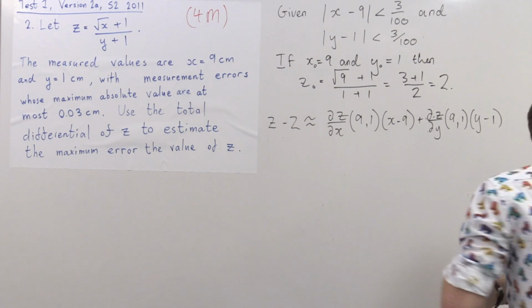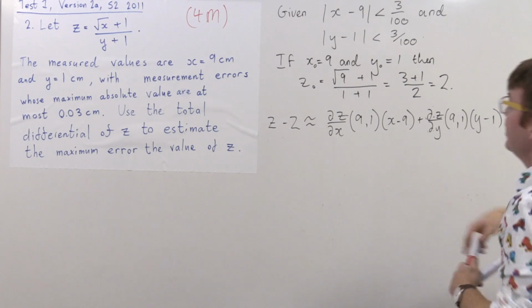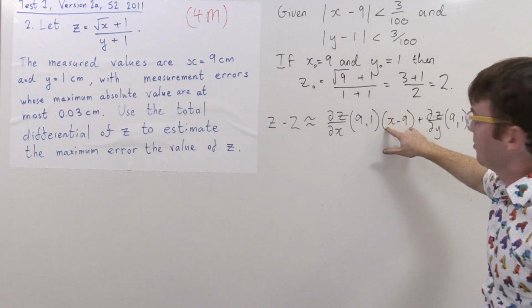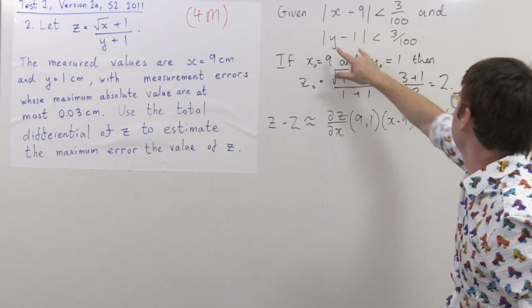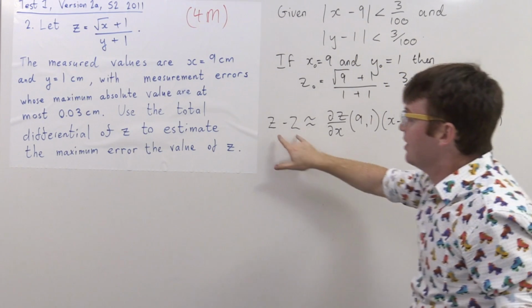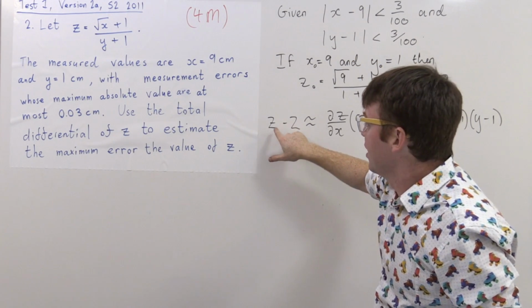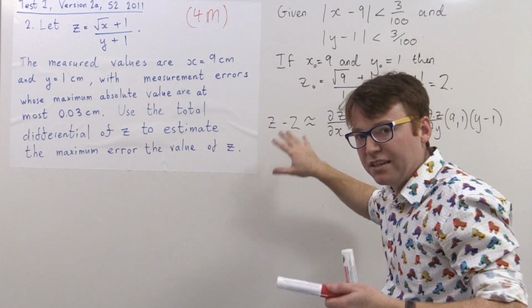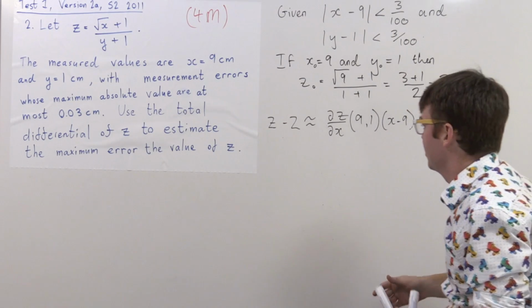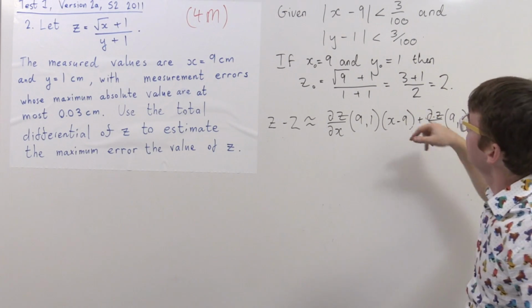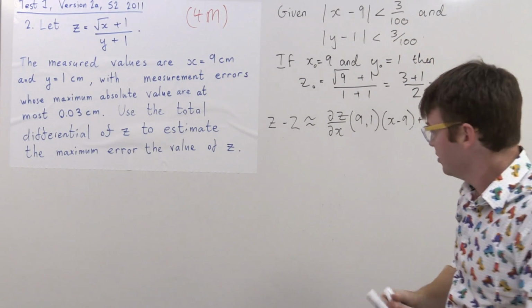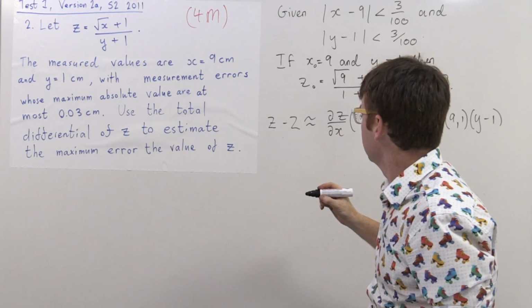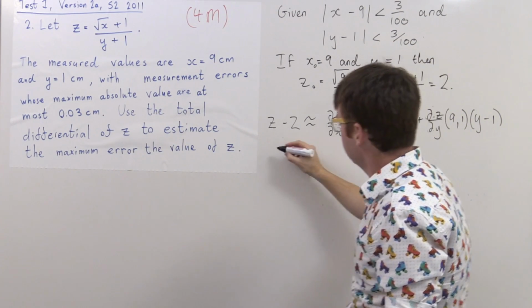So you can see here, I've got my x minus 9 term, and I've got a y minus 1 here, and this is the difference between my possible value of z and my estimated value of z. So I've got all the ingredients here in my total differential approximation. I just need to know what this stuff is and somehow work in the absolute values. So let's figure out what ∂z/∂x and ∂z/∂y are.